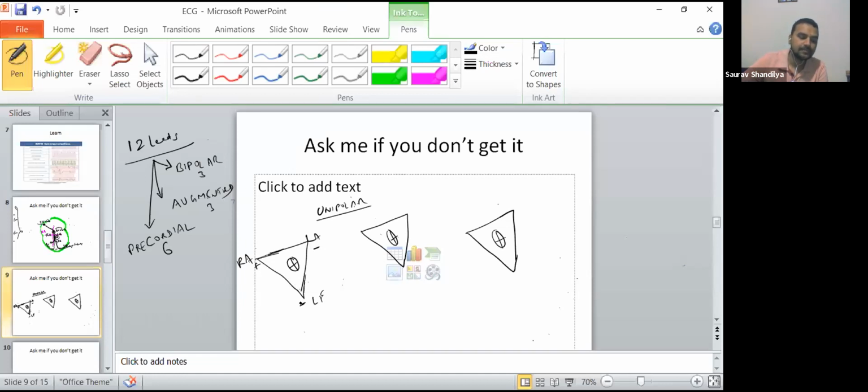Say for example, this is aVR. Positive is something where you have to see toward. How is it possible? You see, we have kept a positive lead here, negative lead here, negative here. Resultant vector is what? Suppose this is one vector, this is the other vector. What is the resultant vector? The resultant vector is somewhere here.